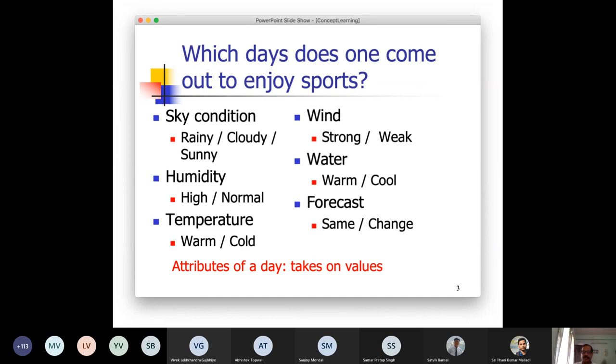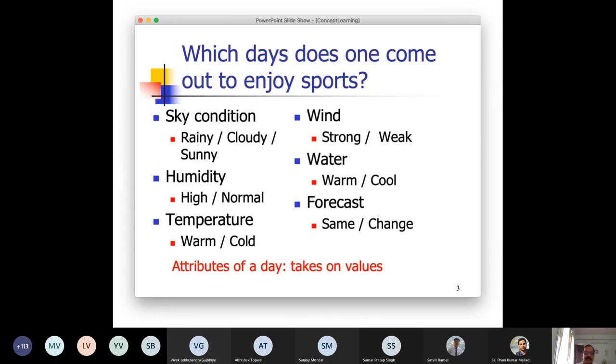Okay, I was just mentioning that the topic under our discussion is concept learning. Let us start with one of the examples to understand what kind of learning task we are referring to here. Suppose you would like to find out a day which is good for enjoying sport.